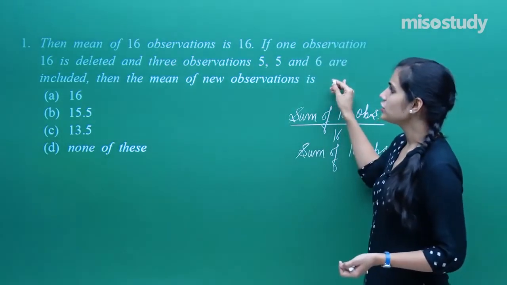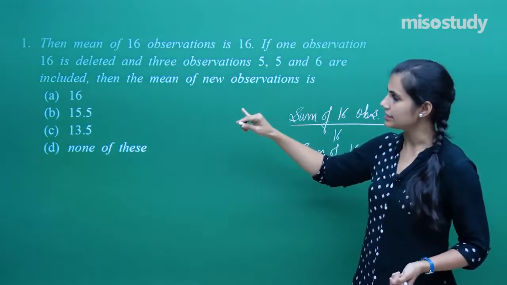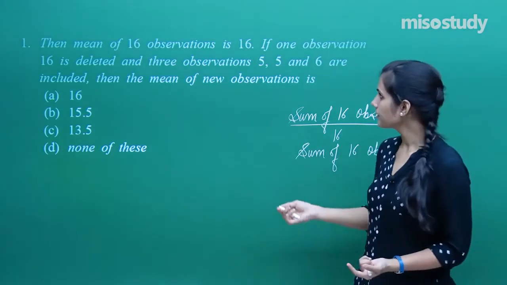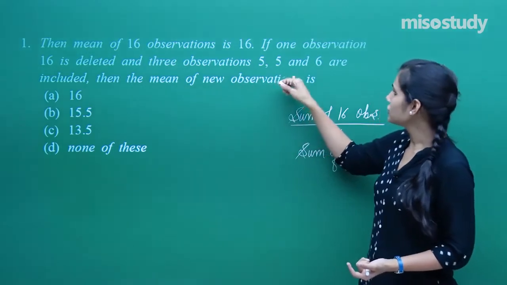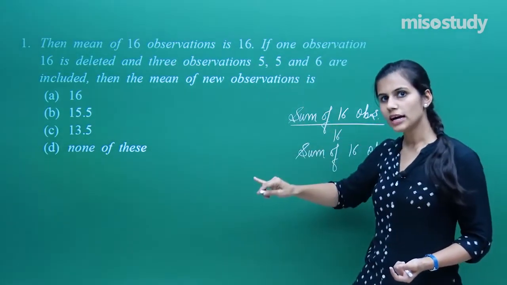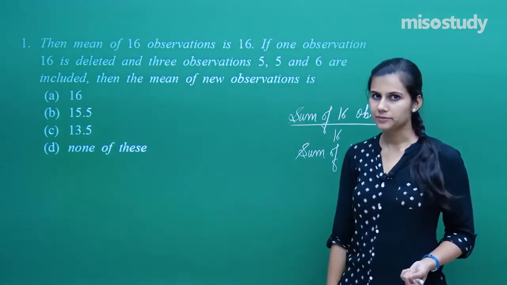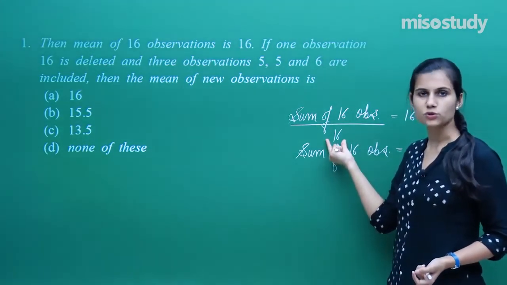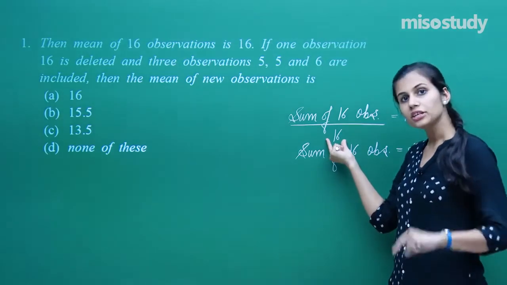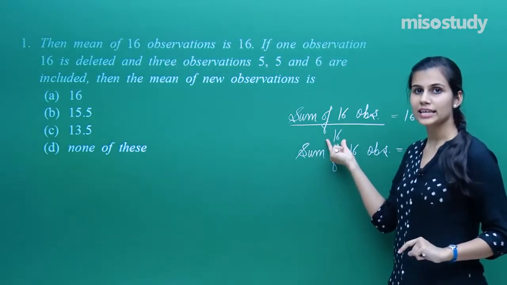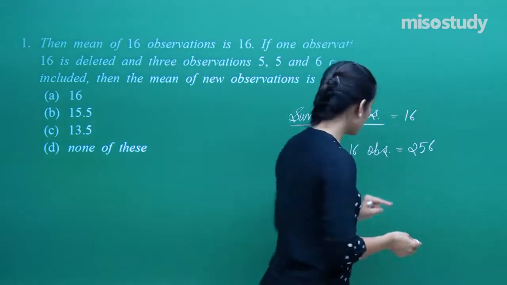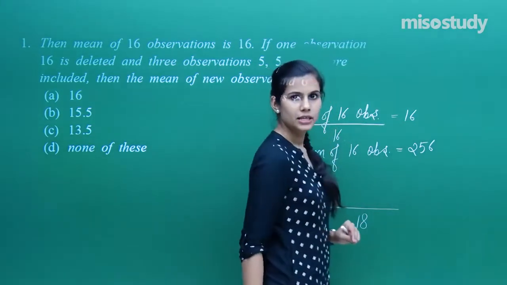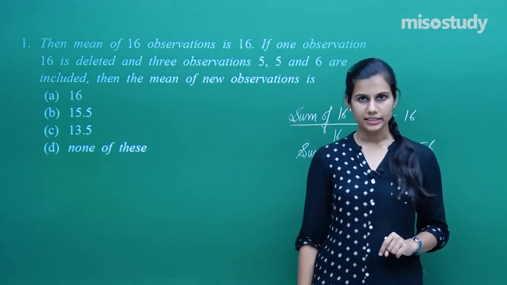If one observation 16 itself is deleted, that means now you are left with 15 observations and 3 more observations are added. So 15 plus 3 gives you 18. You had 16 observations from which 1 was excluded, so you have 15 observations, and 3 are included, so you have 15 plus 3, 18 observations. Now total number of observations are 18.